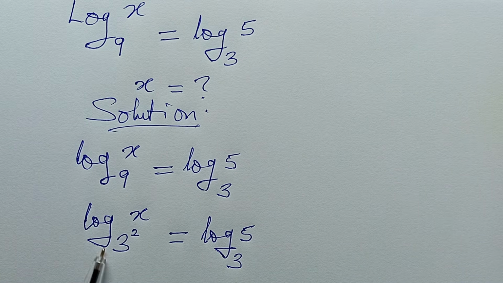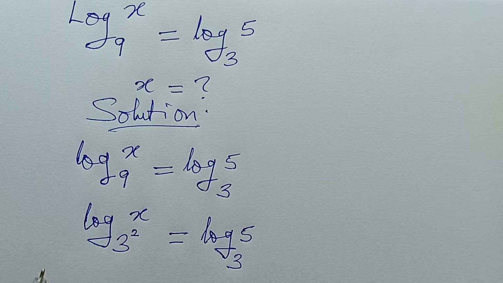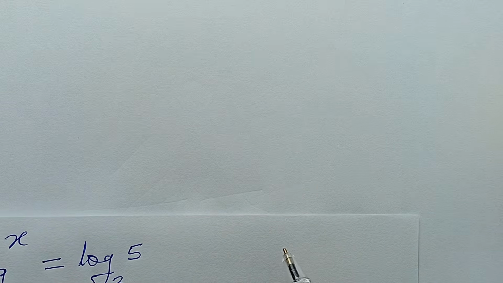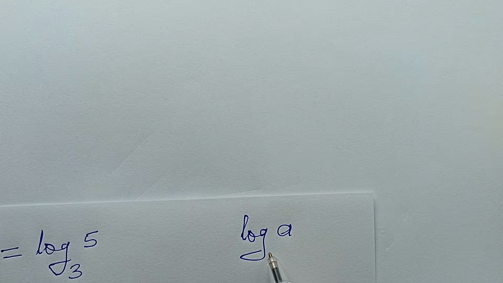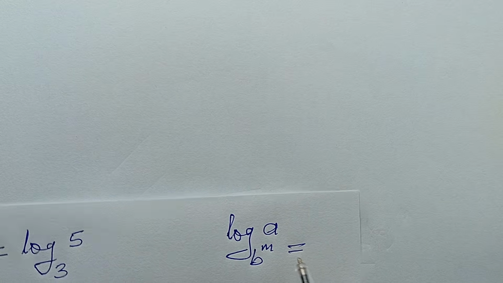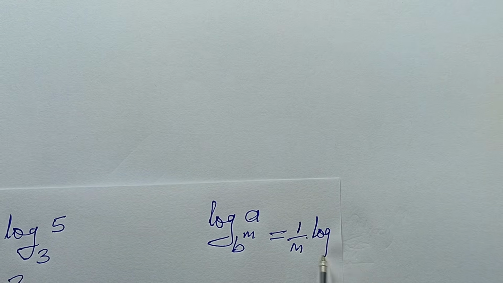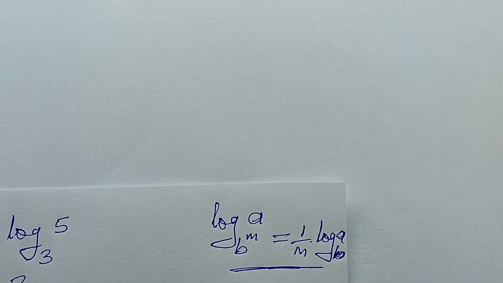Now, there is a special law to solving this. I can move these two to this side, but this time around it is going to be 1 all over 2 times everything we have here. Okay, see the law here. The law says that when you have a log function of this kind, let's take log a base b to the power of m, this is equal to 1 all over m times the log of a base b. Yeah, this is the law.